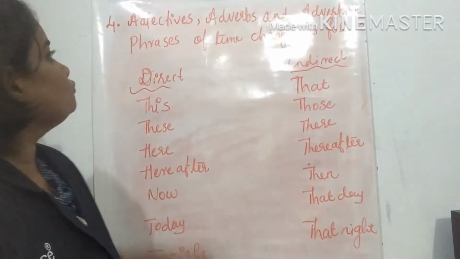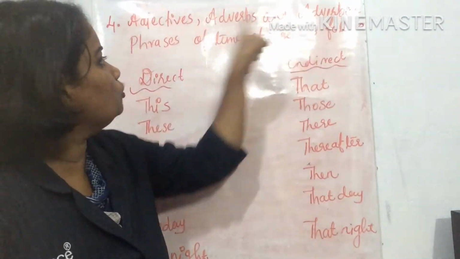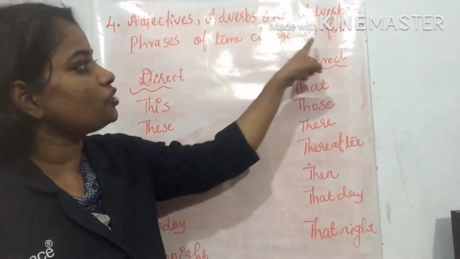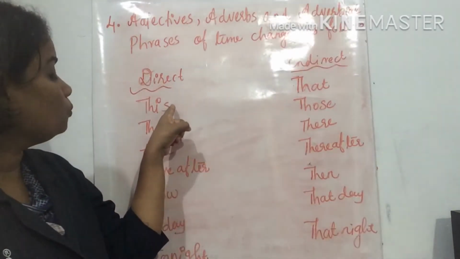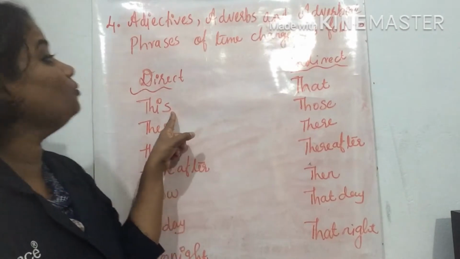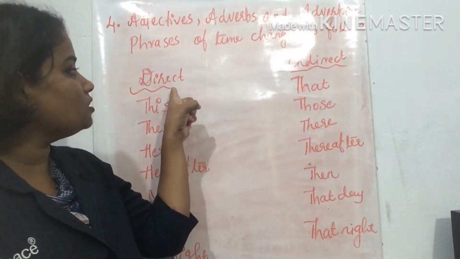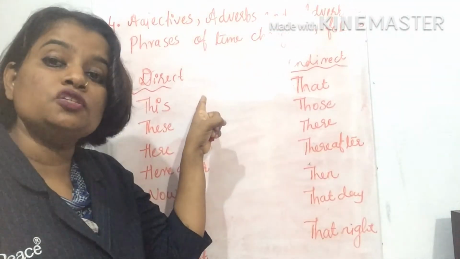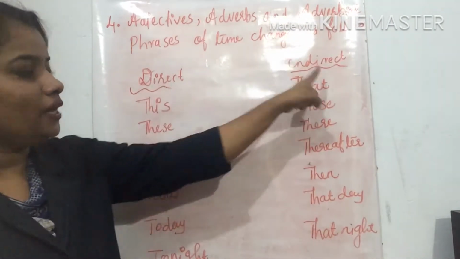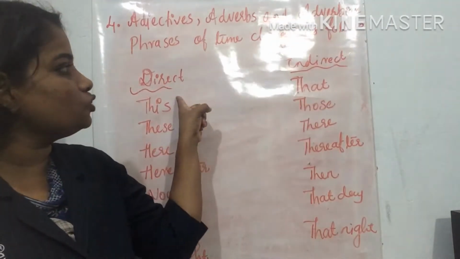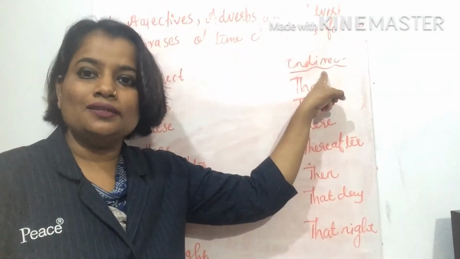Children, next, the fourth rule: adjectives, adverbs and adverbial phrases of time change as follows. What changes will take place when we are expressing times? Let us see what changes happen when we are transforming the statement from direct to indirect speech. So you can see two columns over here. The first one is direct and the second one is indirect speech.